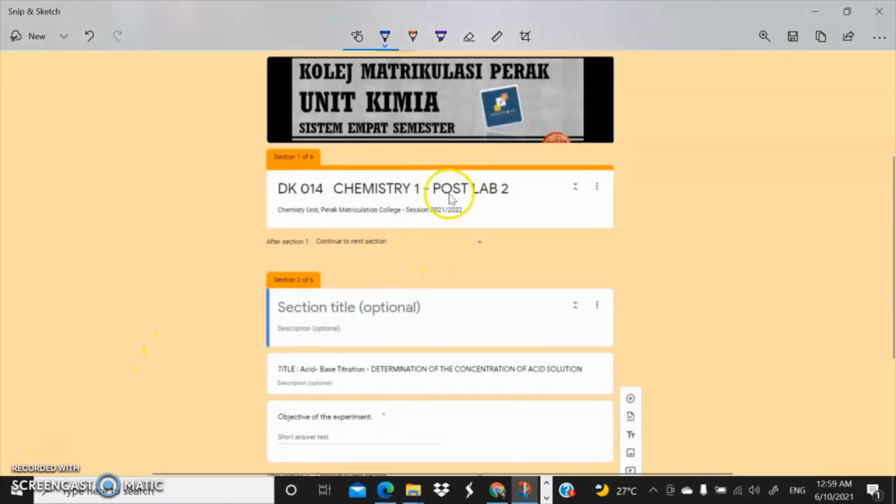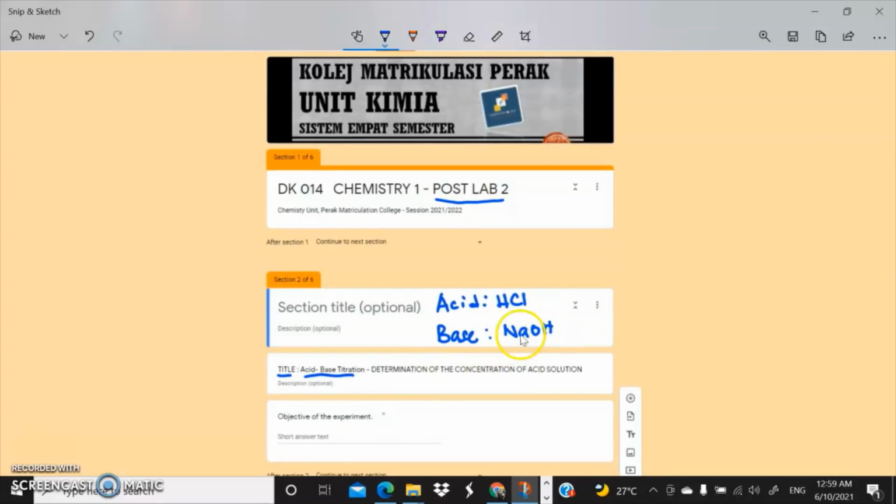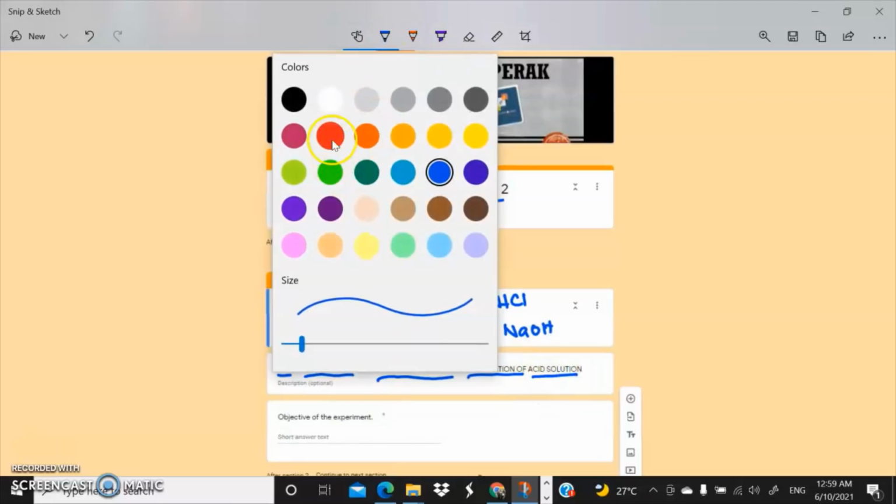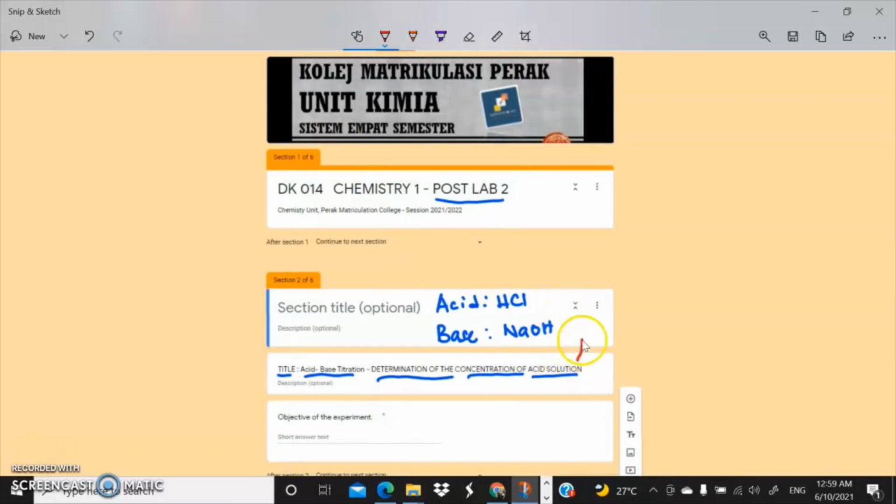Let us discuss post-lab experiment 2. What is the title of the experiment? Acid-base titration. So what is the acid in this experiment? Our acid is hydrochloric acid. And what is the base we use in this experiment? NaOH. So now what is the title? Acid-base titration, determination of the concentration of acid solution. So what is the acid in your experiment? Hydrochloric acid.